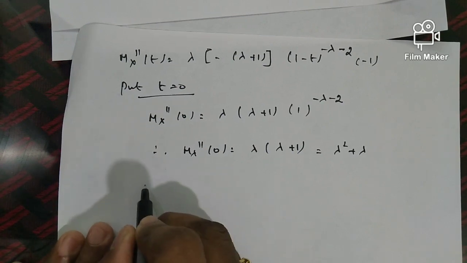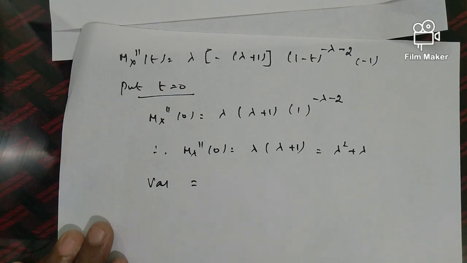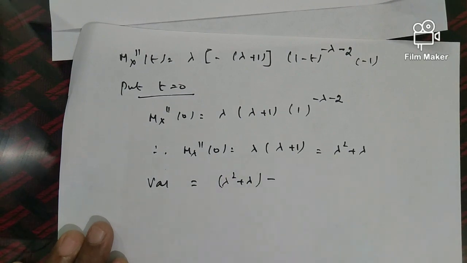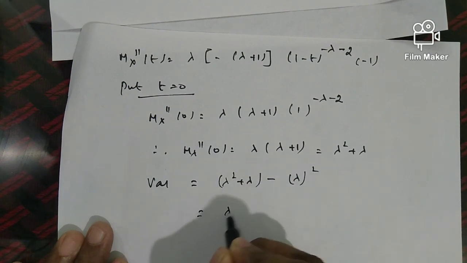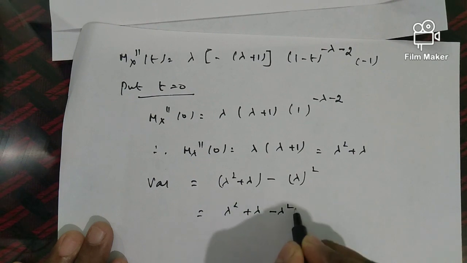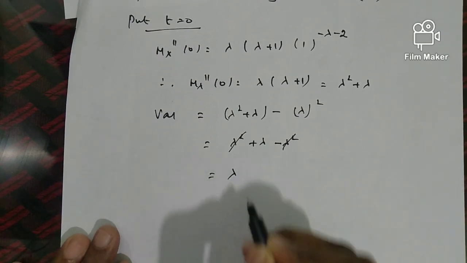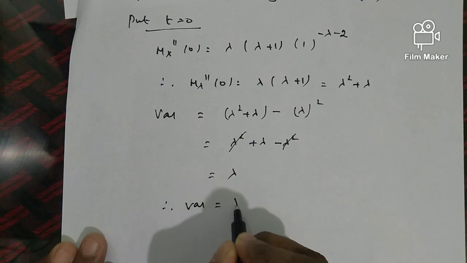But actually what is our result for variance? Variance equal to E of x square minus E of x the whole square, using moment generating function mx double dash of 0 minus mx dash of 0 square. So lambda square plus lambda minus mean square. What is our mean? Mean is lambda. So lambda square plus lambda minus lambda square, we can cancel these two. Our variance is nothing but what? Variance equal to lambda. Therefore, variance of x equal to lambda.